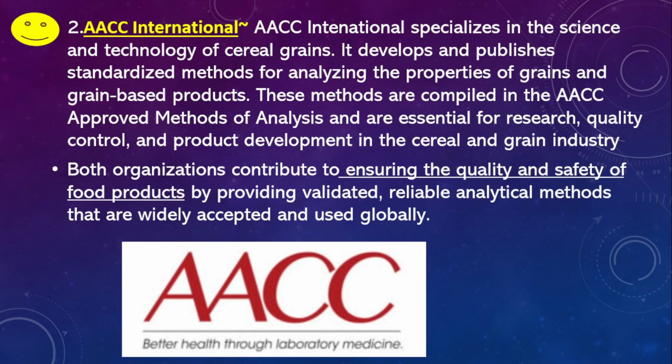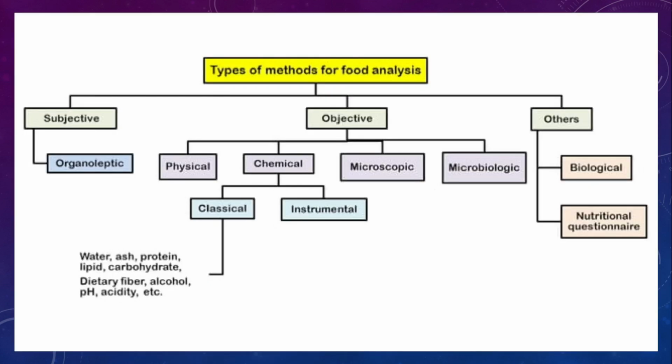Now we will see the types of methods for food analysis. We have three classifications: subjective, objective and others. In subjective, we have the organoleptic classification. In objective, we will have physical, chemical, microscopic and microbiological. In chemical, we have the subgroups, that is the classical and the instrumental classification. In others, we have the biological and the nutritional questionnaire.